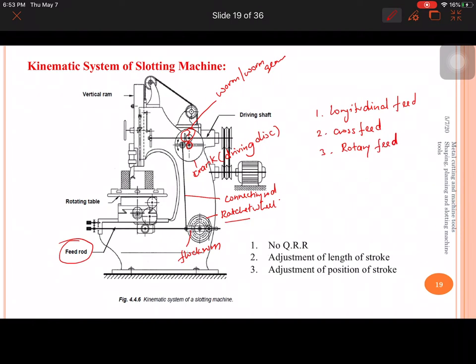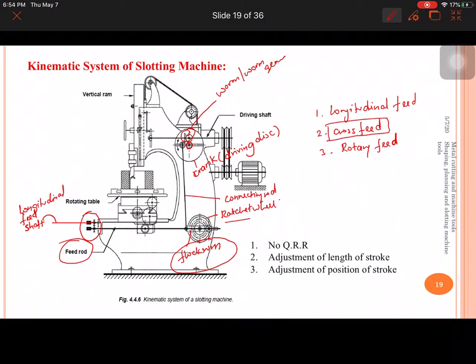Now let us look into the first, longitudinal feed. As we understood, once the crank is rotated, that motion is transferred to this ratchet wheel through the ratchet and pawl mechanism. Then this feed rod is rotated. Once the feed rod is rotated, you can see there is this set of gears here, and this shaft is called the longitudinal feed shaft. When these two gears are in engagement, then automatically you will get longitudinal feed motion for the table. That is based on what? Screw nut mechanism.